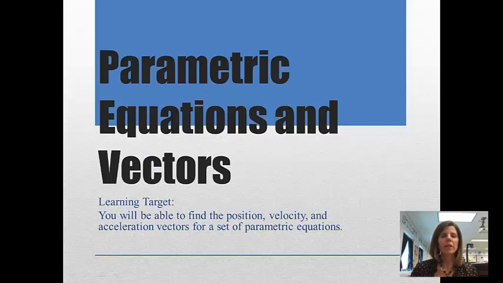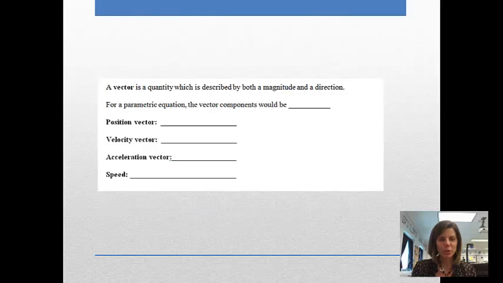Continuing our study of parametric equations, we're now going to be looking at parametric equations and vectors. At the end of this lesson, you'll be able to find the position, velocity, and acceleration vectors of a set of parametric equations. All right, first of all, in case you're not familiar with what a vector is, it's a quantity which is described by both a magnitude and direction.